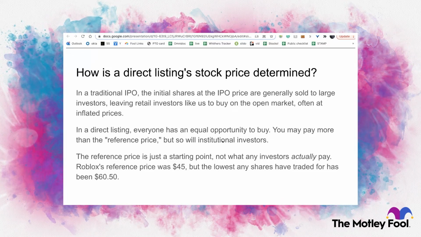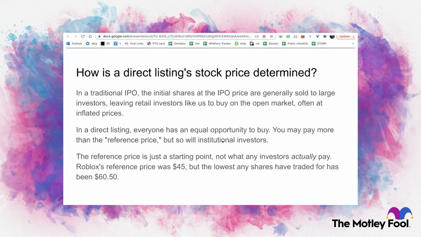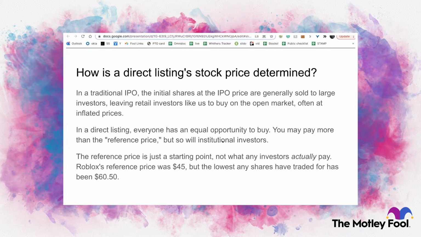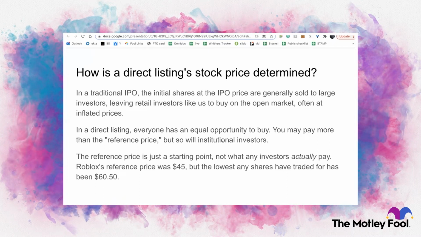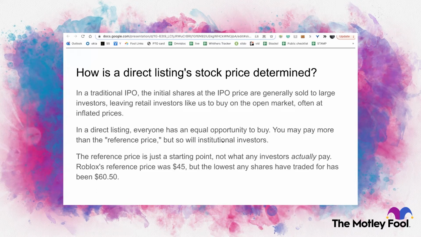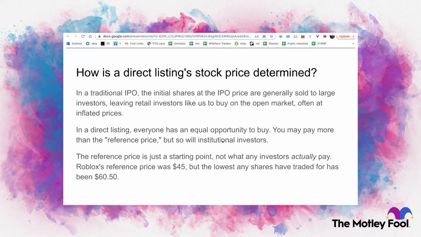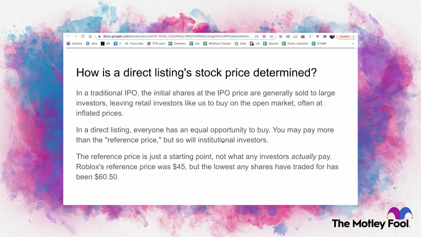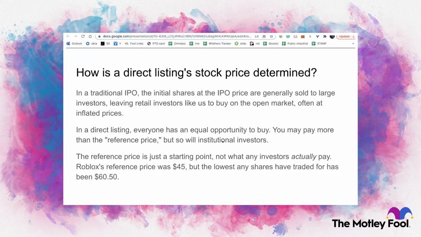In a direct listing, because you're not selling any new shares, everybody has an equal opportunity to buy. Once shares are available for public trading, you might pay more than the IPO or reference price, but so will the big investors who want to get in. We saw ARK Invest bought some Roblox yesterday. They paid a premium just like everyone else did. They did not get in at that $45 reference price. The reference price is a starting point determined by financial advisors.